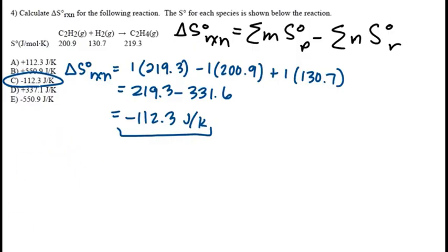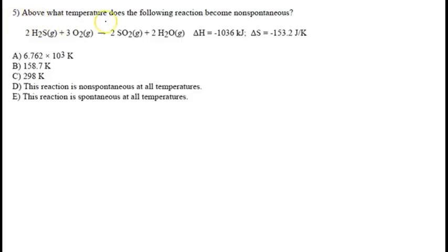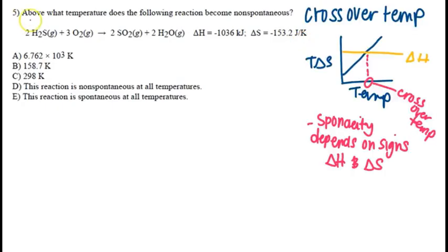Question number 5 states, above what temperature does the following reaction become non-spontaneous? They give us 2H2S plus 3O2 forming 2SO2 plus 2H2O. They also give us a delta H value of negative 1036 kilojoules and a delta S value of negative 153.2 joules per Kelvin. Because this question is asking above what particular temperature the reaction becomes non-spontaneous, they're asking you for the crossover temperature.